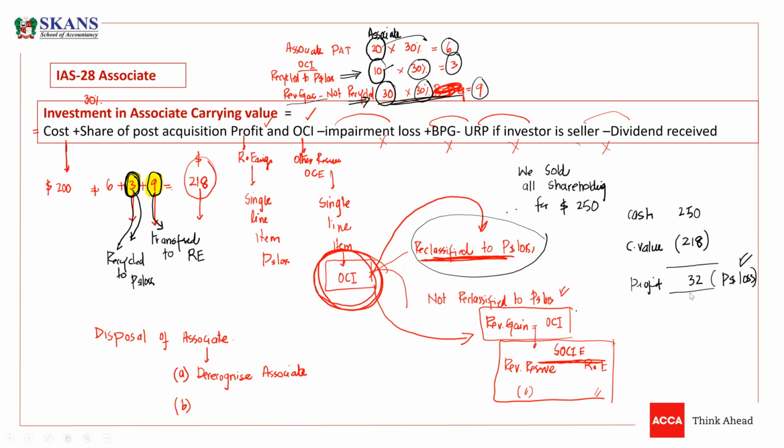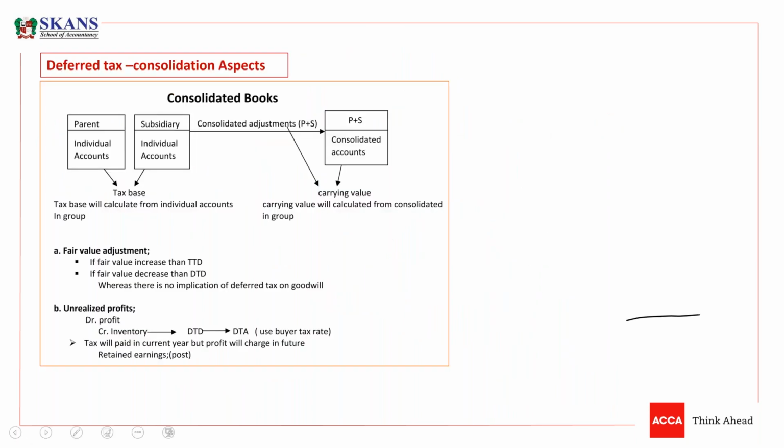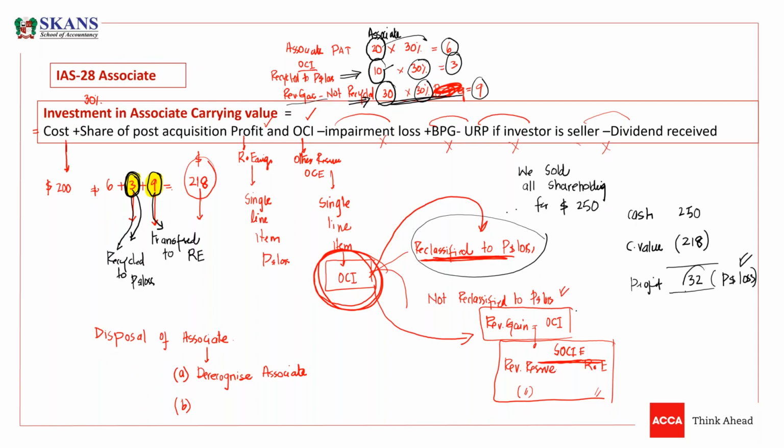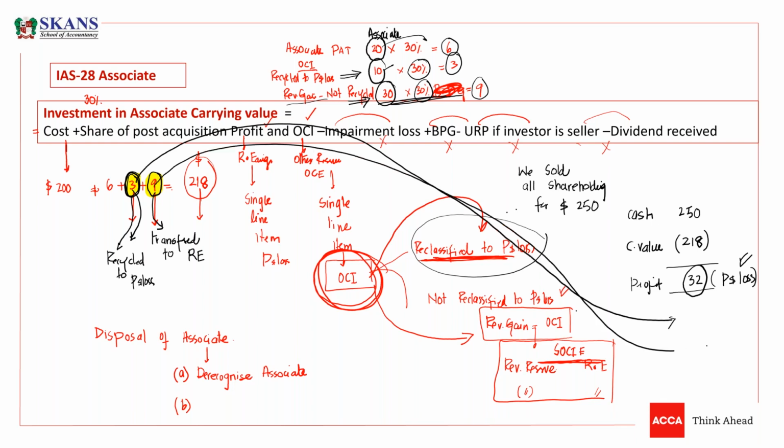Yes. This 32 will be charged to P&L. This 3 will also be recycled to P&L. This will be transferred to retained earnings. I hope everyone is clear now. Because that is a revaluation gain, and revaluation gain cannot be recycled to P&L.